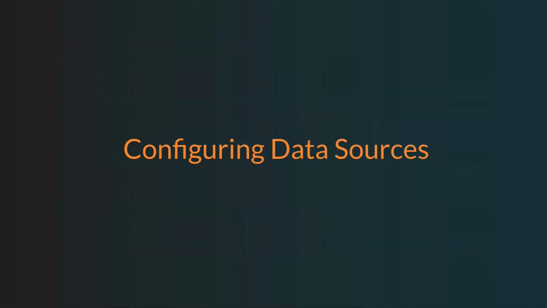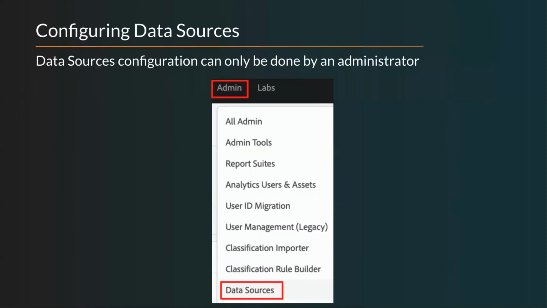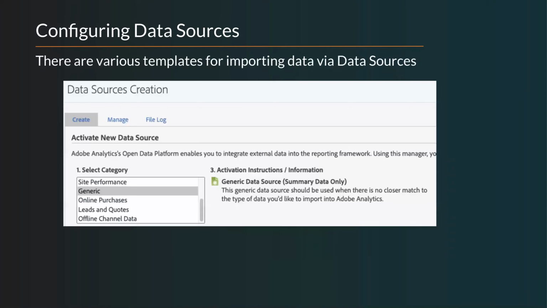So how do you actually configure and use data sources? I'll walk you through the steps, but again, there's a user guide that you can see for this as well. Basically, you go into the admin area, and you have to be an administrator to do this. You click on data sources, and you're taken to a wizard that asks you some questions and asks you to make some choices.